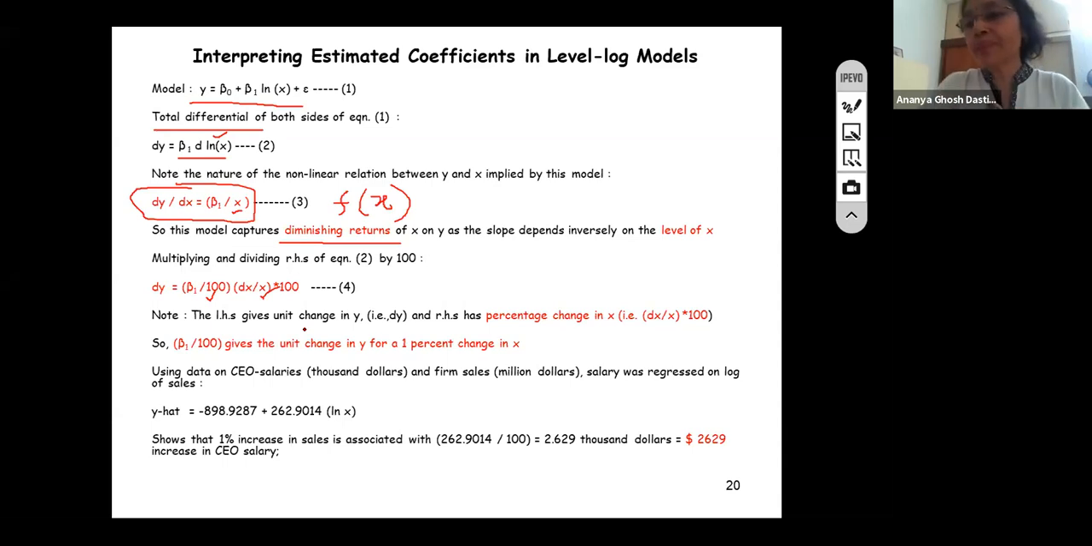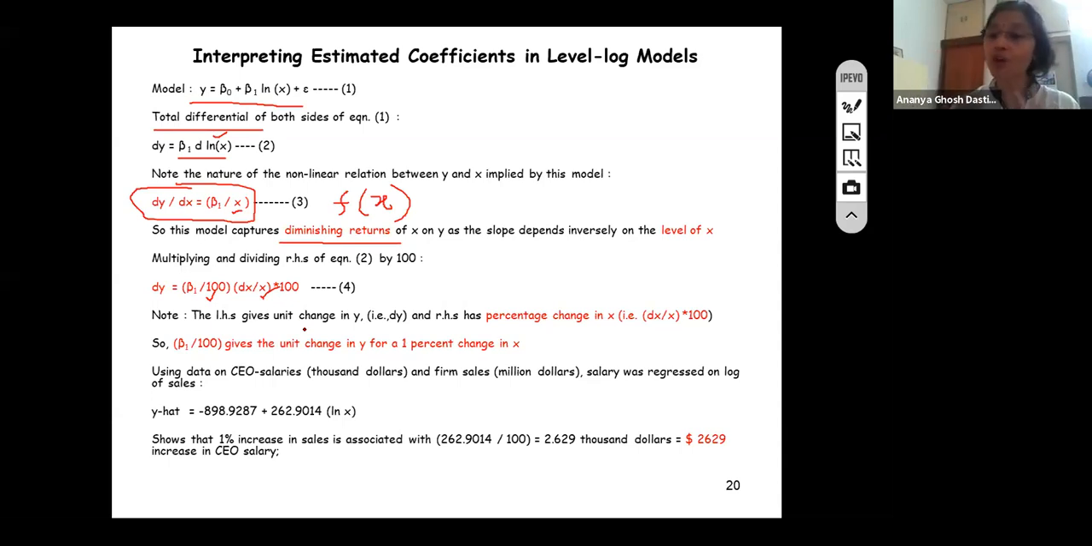Think of agricultural productivity and fertilizer. So if I'm trying to capture the effect of increasing fertilizer use on productivity, this is an ideal model to be using. You regress productivity on log of fertilizer, because that's going to capture the effect of, as you keep on increasing fertilizer, productivity will increase. Beta 1 is fixed, right? But as your x keeps on increasing, the increment is going to be at a decreasing rate. So the slope is going to keep coming down.